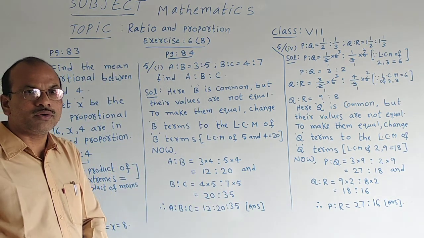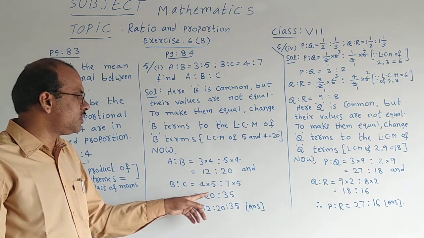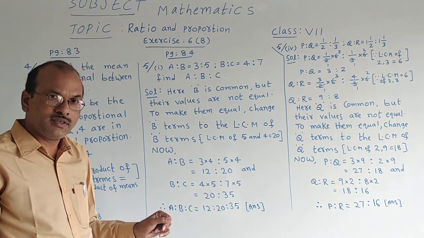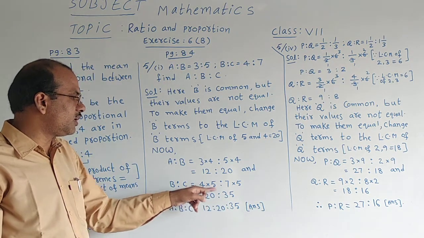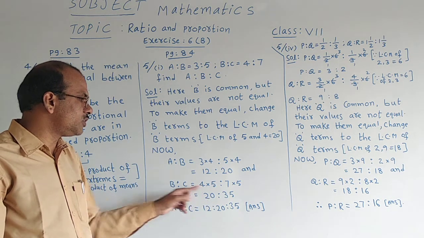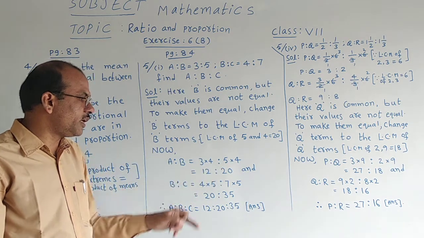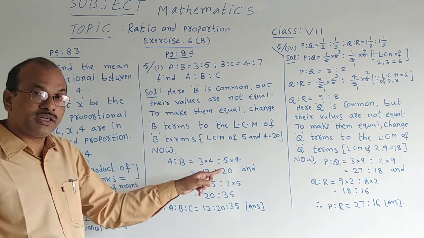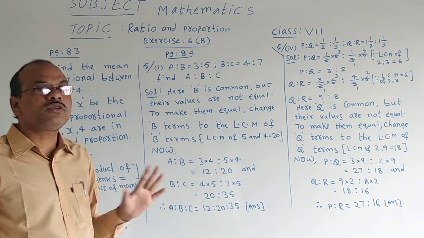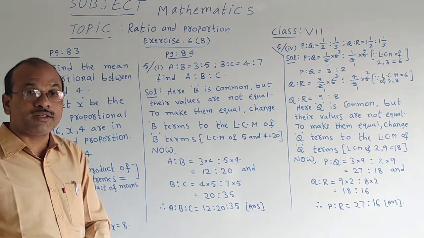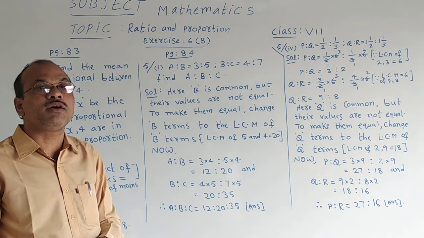Is it clear for you? Then 20 is to 35 we have got. So here we have got the B value as 20, and here the B value is also 20. That means the B terms are equal now.